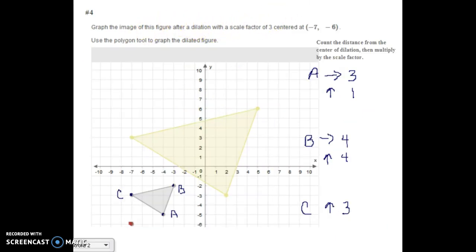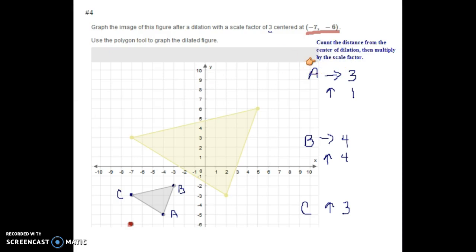Okay, 4 and 5 are a little different. So beware, they want you to graph the figure after a dilation with a scale factor of 3. However, the center of dilation is centered at negative 7, negative 6. So if you notice, here is my center of dilation. Anytime the center of dilation is not at the origin, you cannot just multiply the coordinates by the scale factor. You're going to have to count the distance from the center of dilation and then multiply that by the scale factor.